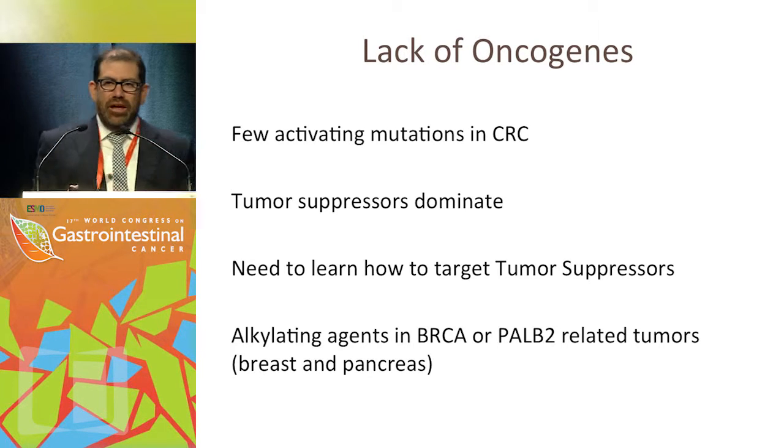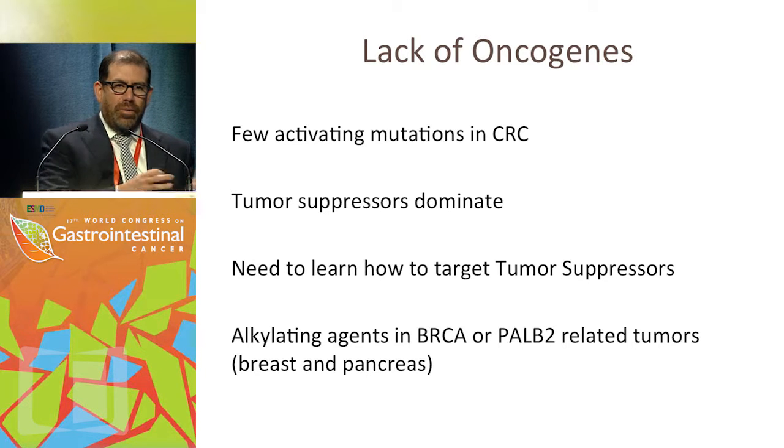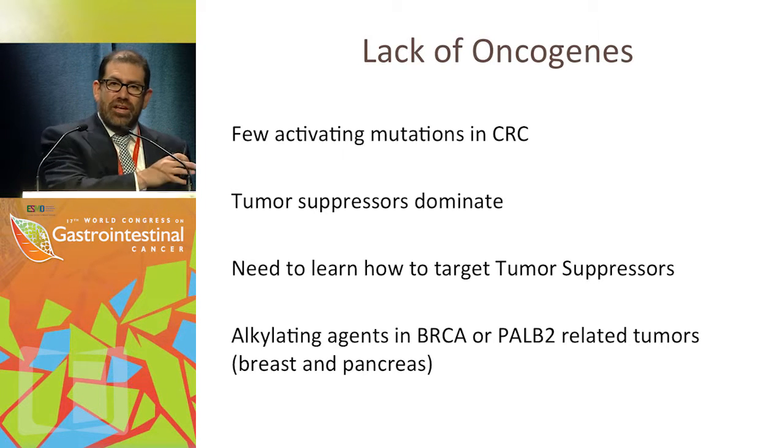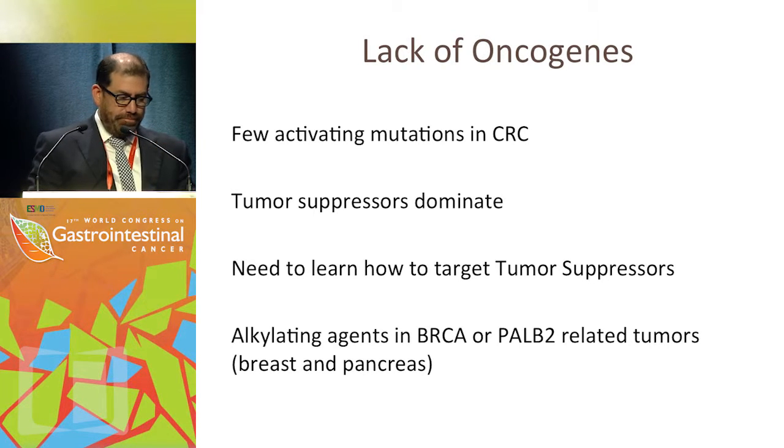The best example that I've seen has been with BRCA or PALB2 mutations with alkylating agents, or more recently with PARP inhibitors. We have to start thinking that way with the genetics that's taught us in colon cancer.